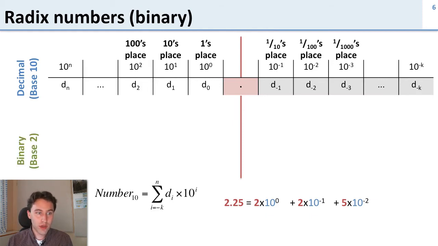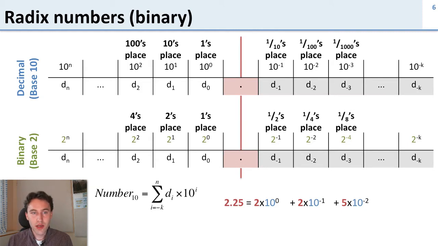So in binary, or base 2, we have the same sort of number line, but now we replace those 10 to the powers with 2 to the powers. And we still have this digit in the middle, this decimal point, but now it's a binary point. Here the formula is similar, except it's 2 times 2 to the i-th. Apologize for the mistake in the slide.